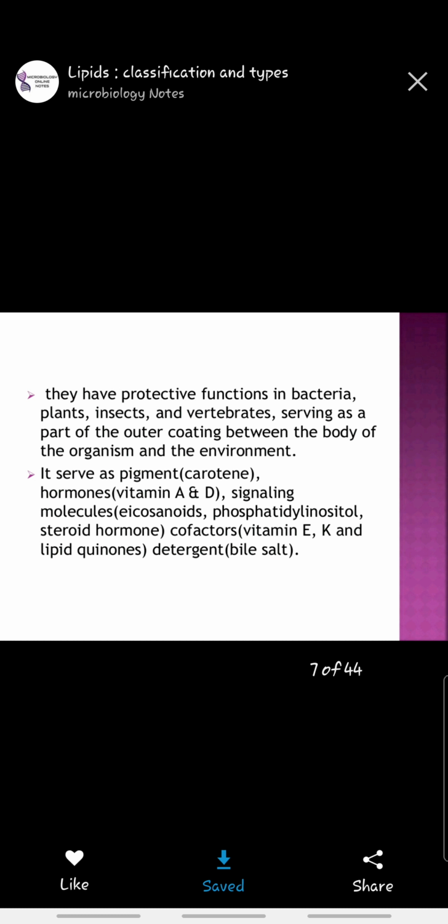What are those pigments? We have keratin, hormones, signal molecules like eicosanoids, phosphatidylinositol, steroid hormones, cofactors. We have vitamins E and K, lipid quinones, and detergent. That is basically what serves as a pigment of a lipid. So let's go now to the classification of lipids.